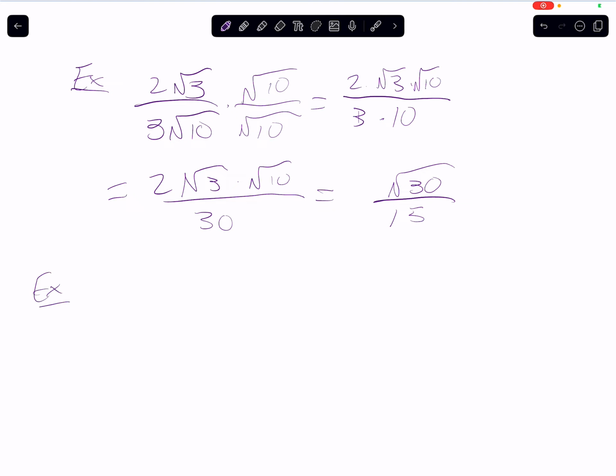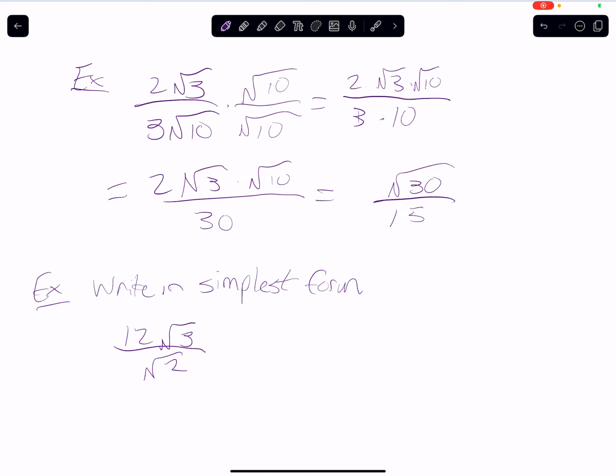Let's do one more example where we write this in simplest form. Let's do 12 square root of 3 divided by the square root of 2. Similarly to what we did before, we need to multiply by a clever 1, and that's the radical in the denominator. So we have the square root of 2 over the square root of 2. Well, in the numerator, the result is 12 square root of 3 times the square root of 2 divided by the square root of 2 times the square root of 2, which is just 2.